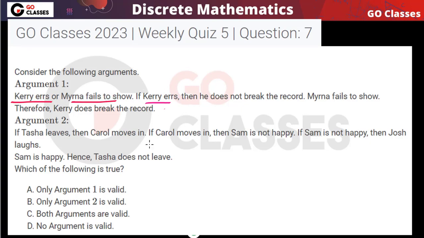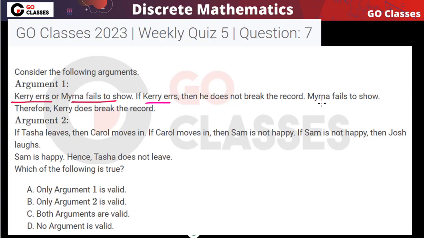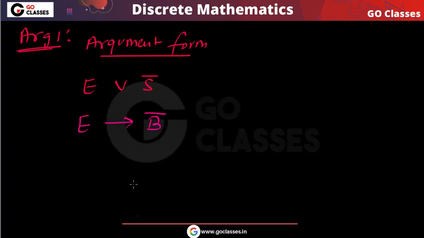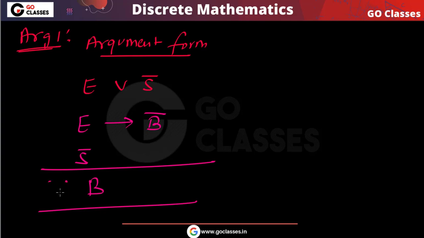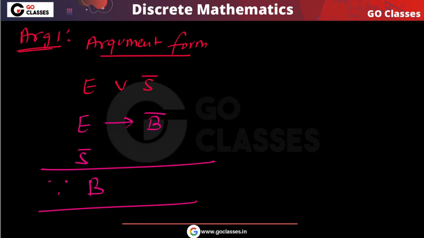If Carrie, then he does not break the record. He does not break the record means B bar. Myrna fails to show means S. Therefore, Carrie does break the record, therefore B. So first of all, this is the given argument, and you convert it into argument form. This is called argument form.